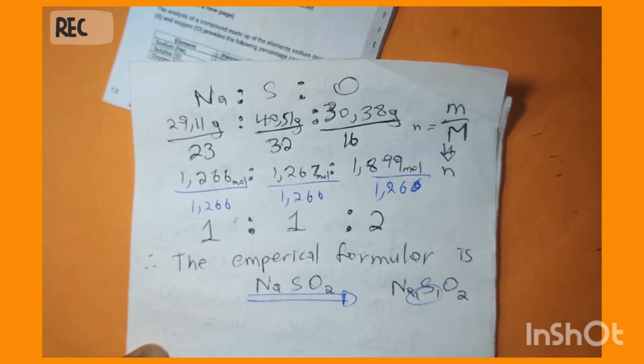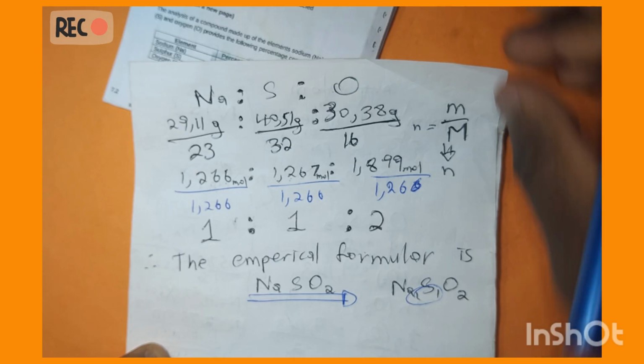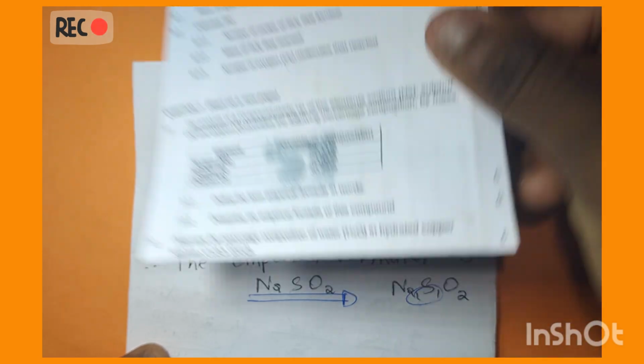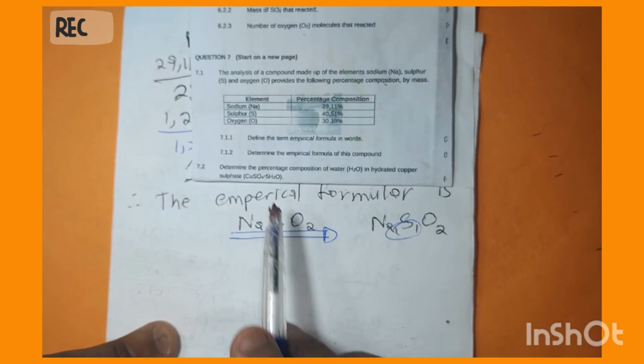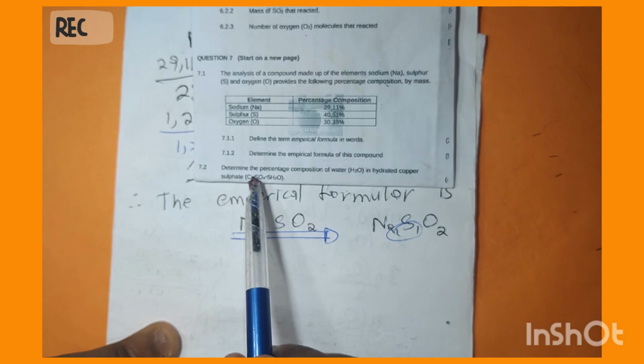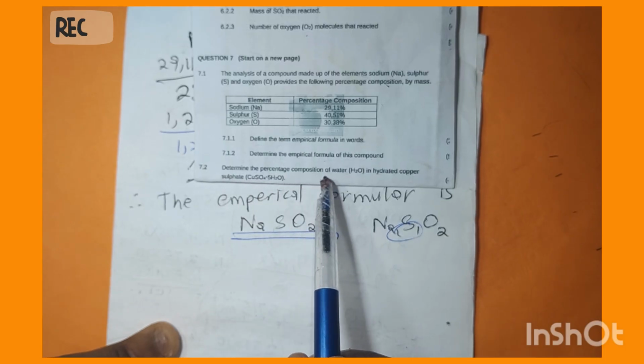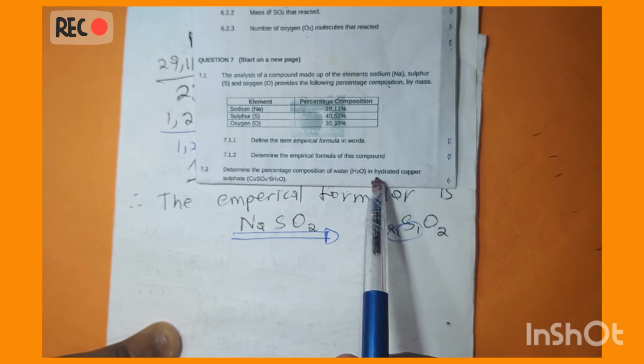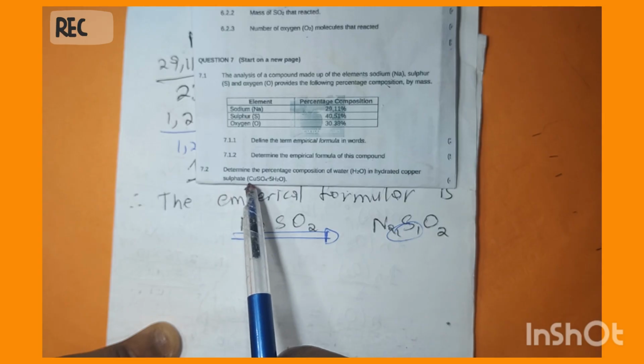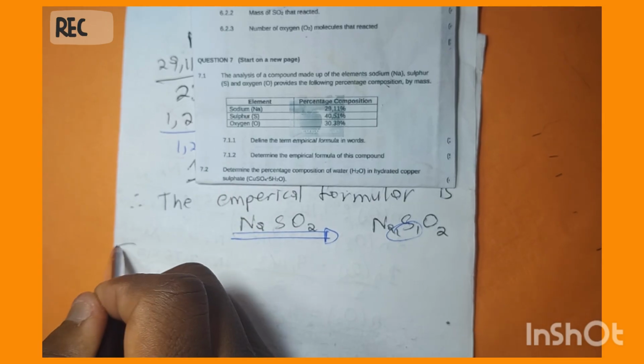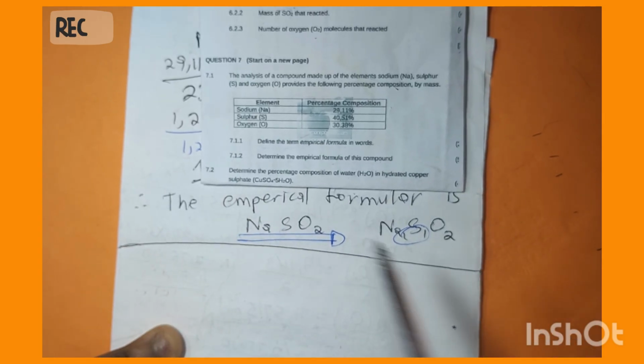Do you see? So straightforward there. Then let me show you this one as our last question. Determine the percentage composition of water in hydrated copper sulfate. So here they need the percentage composition.